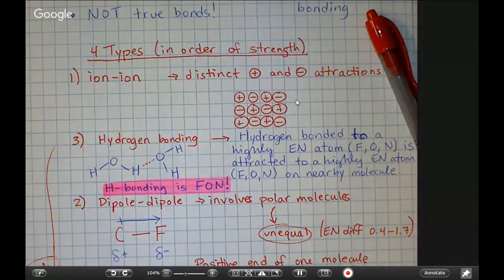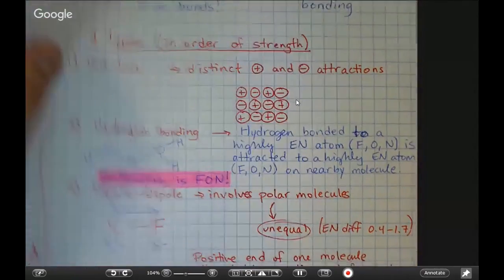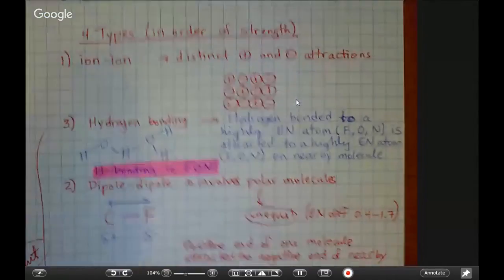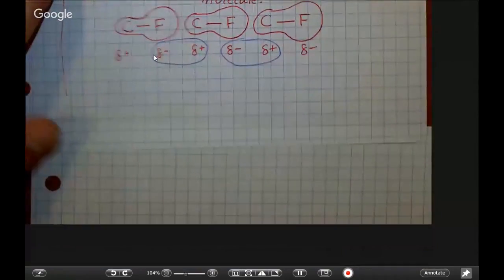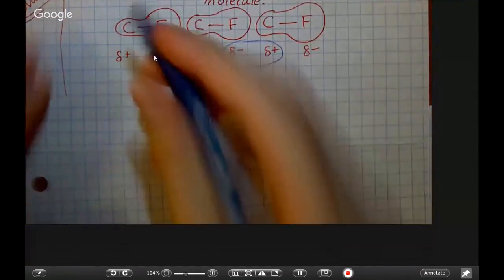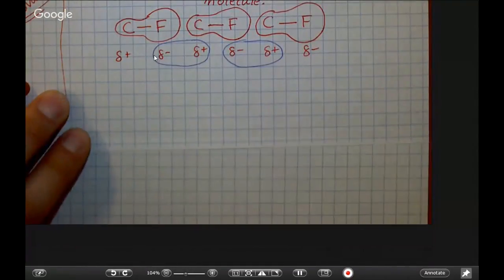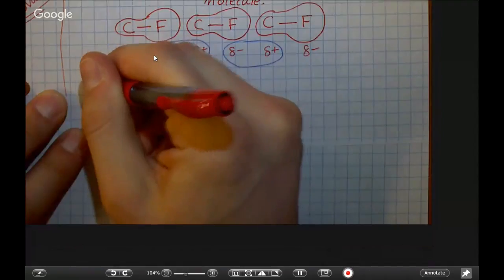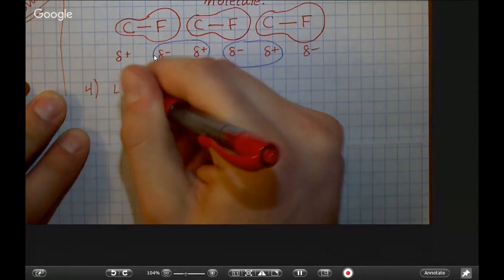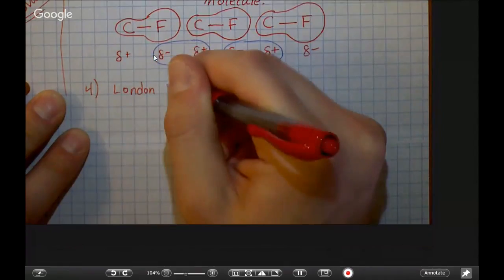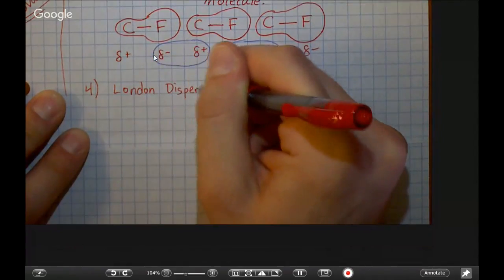All right, the very last one here that we'll cover, so the fourth one, is called London Dispersion Force.